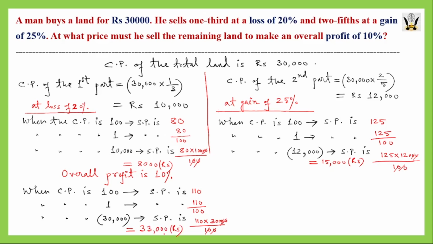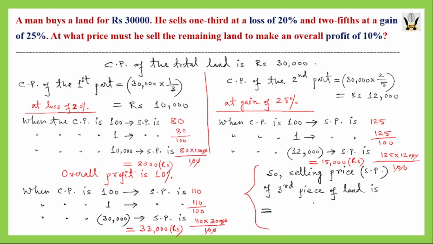This is the selling price of the total land, and we have already calculated the selling price of the first part of the land, which was 1/3 of the total land, and the selling price of the second part of the land, which was 2/5 of the total land. And we don't know the selling price of the third part. But since the selling price of the total land is known, we can easily find it.